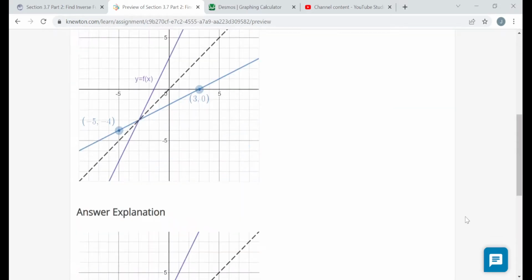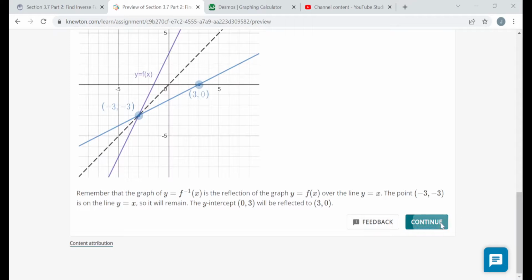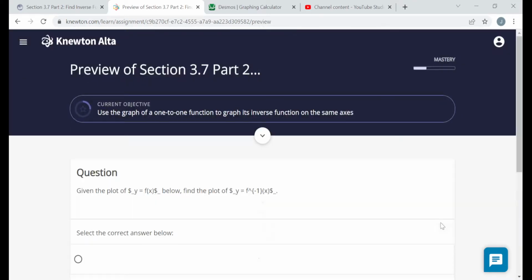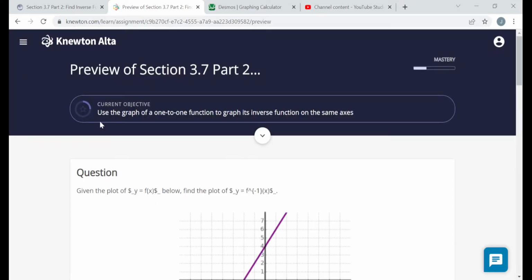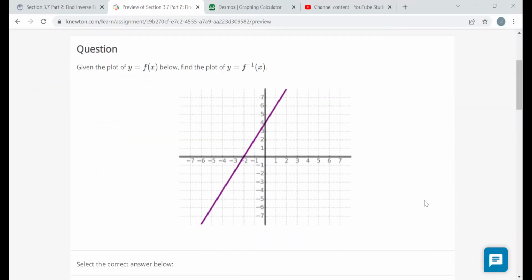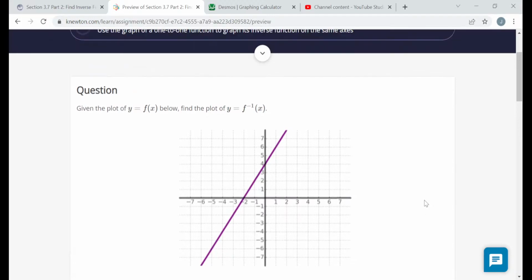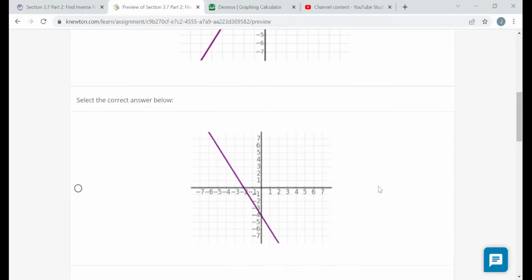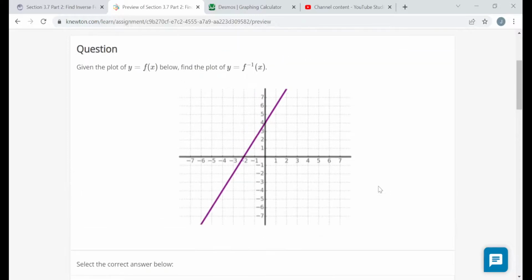All right. Next question. All right, so another graph. Given the plot of f of x, okay, so multiple choice one. Given the plot of, so here's the graph of f. What would be the graph of f inverse?